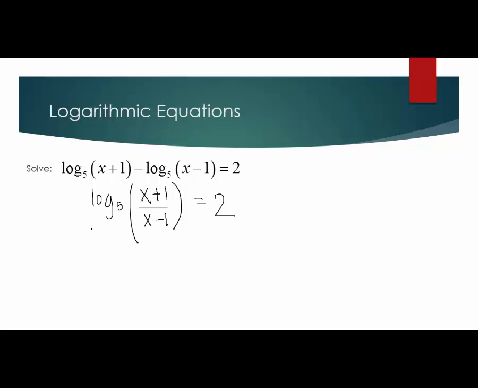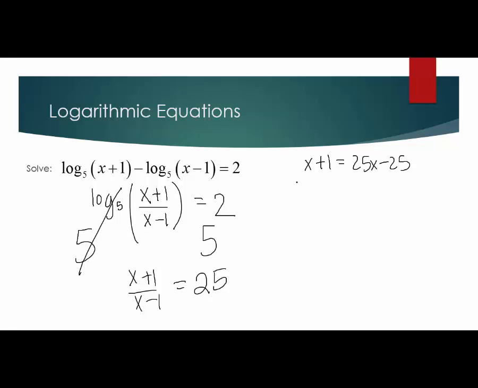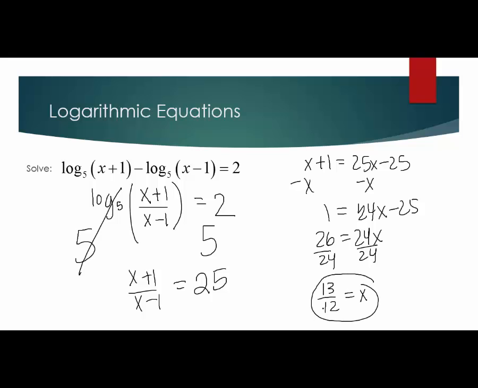Now I can apply that base 5 on both sides to get (x + 1)/(x - 1). Since these are the same base, they undo each other, and 5 squared is 25. All right, so to complete this and solve for x, let me multiply both sides by x minus 1. That'll be 25x minus 25. I can subtract x and add that 25, and finally divide by 24. 13/12 is x. Just got one solution this time.